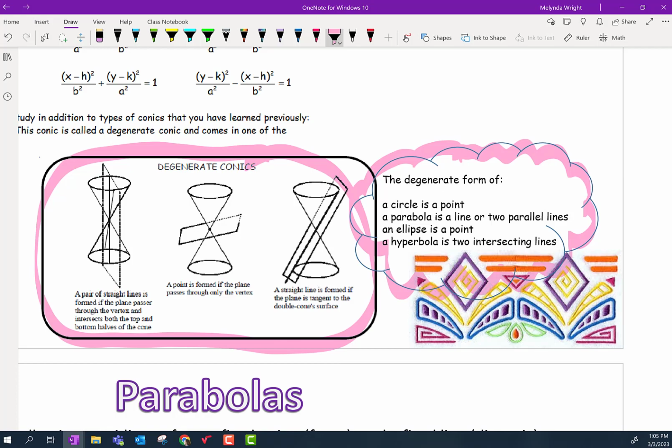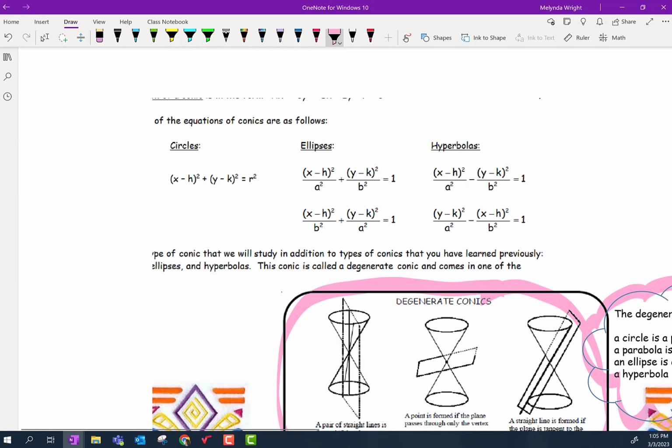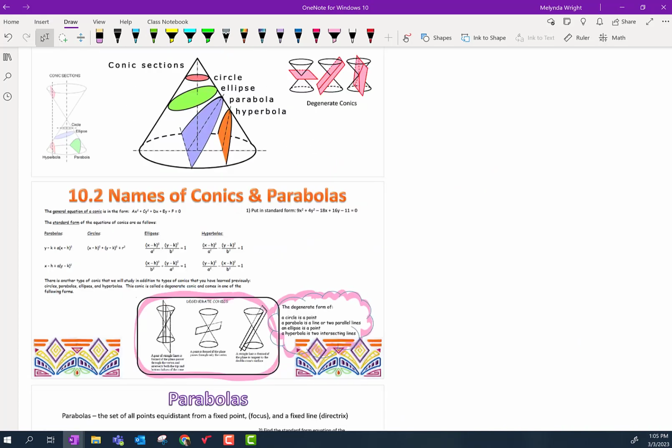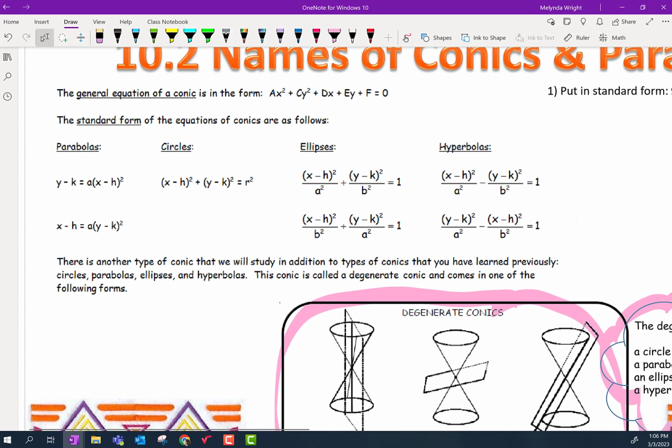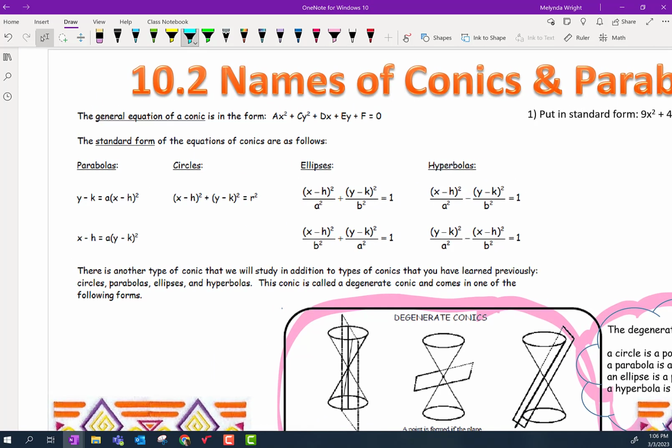Okay? All right, so we have two forms of conics. One is called the general form, and one is called the standard form. Here we can see the general equation of a conic is all written out like that: Ax squared plus Cy squared plus Dx plus Ey plus F is 0. That's the general form. Typically, your problems are going to be given to you in general form. One of our jobs is going to be to change them into standard form.